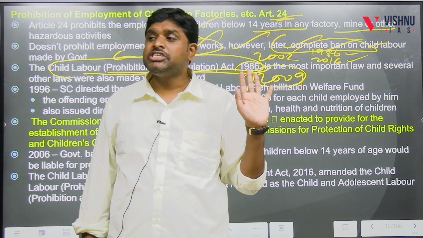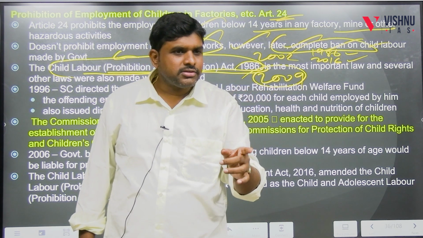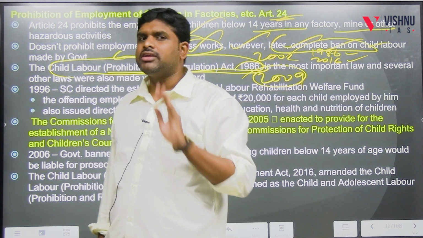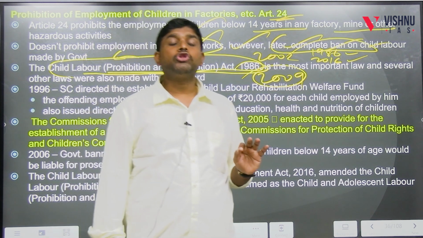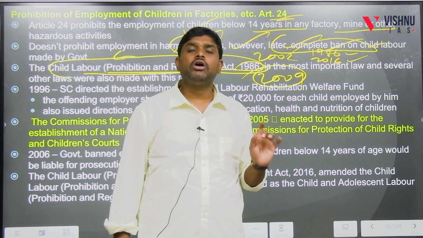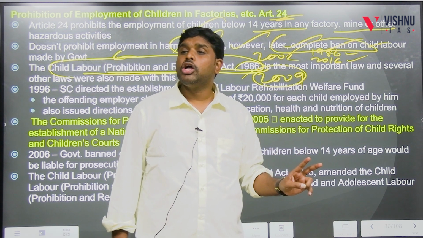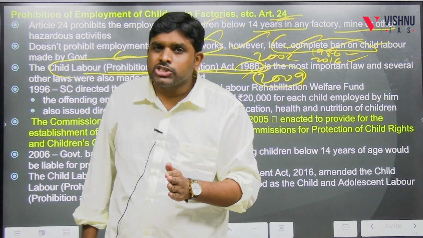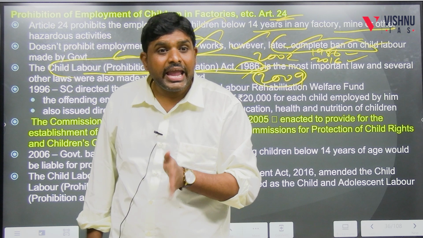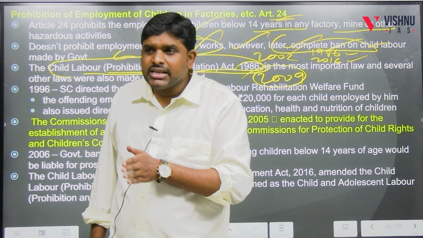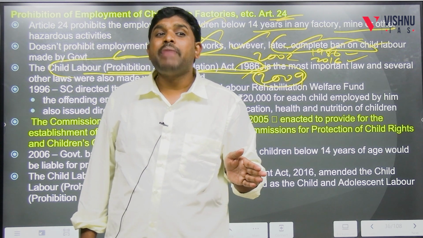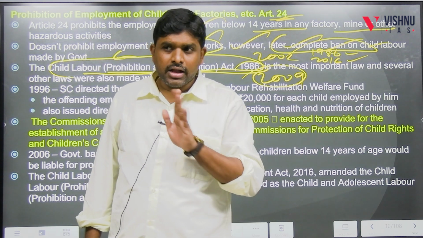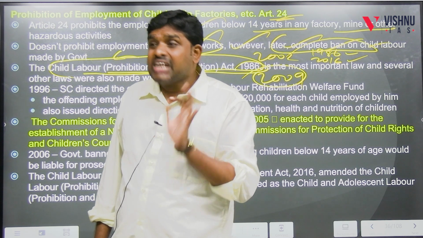Means child is which age? 14 years. Then 1986, 1996, 2006, 2016, a lot of criticism. Then in 2016 we came up with another act which is called the Child Labor Regulation and Prohibition Amendment Act 2016, which told that the age is not 14, now they shifted to 18. 18 years and below. Complete ban on hazardous industries.